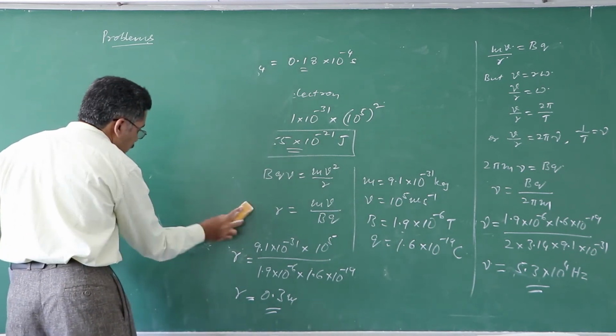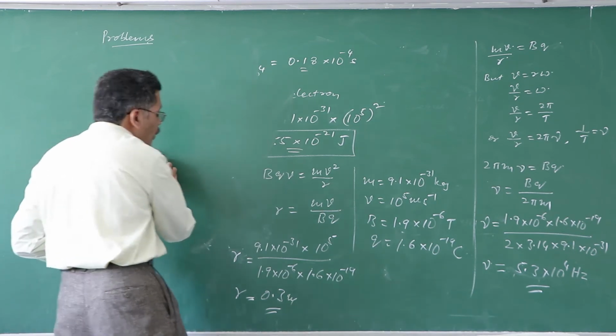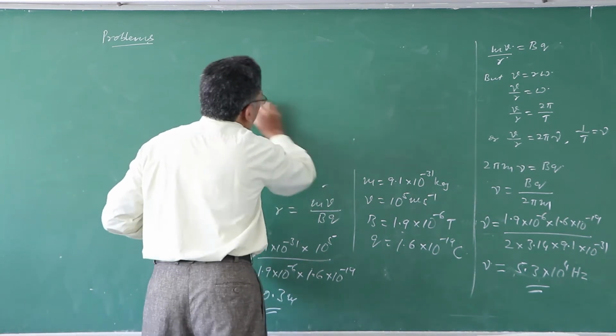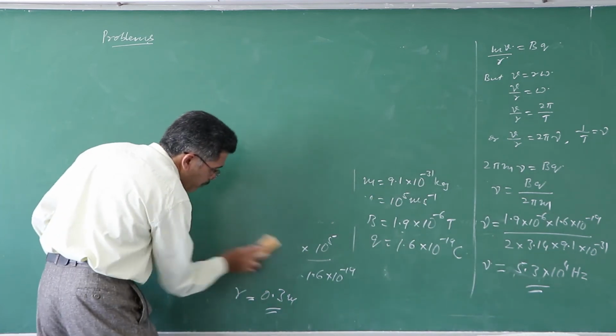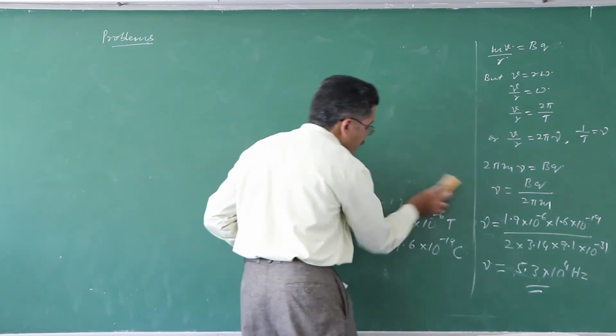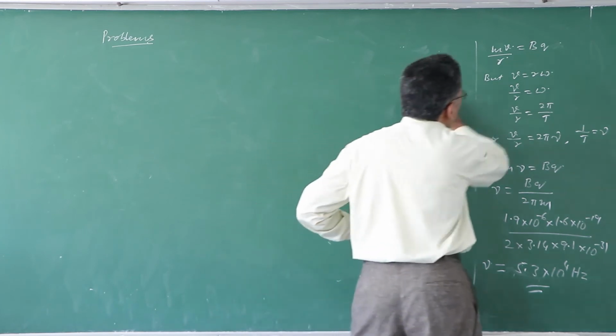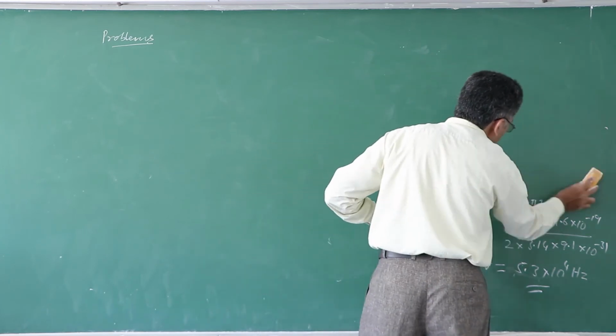So let us consider the situation wherein we have crossed fields. We have fields which are acting perpendicular to each other. What is the behavior of a charged particle in a crossed field?